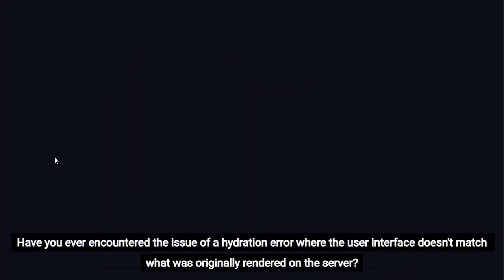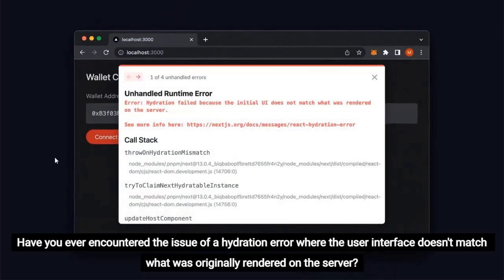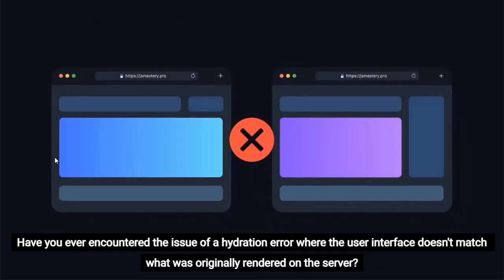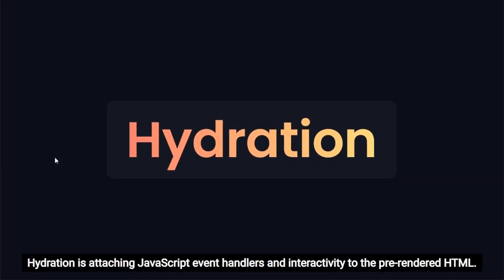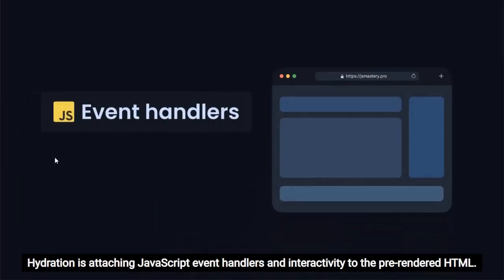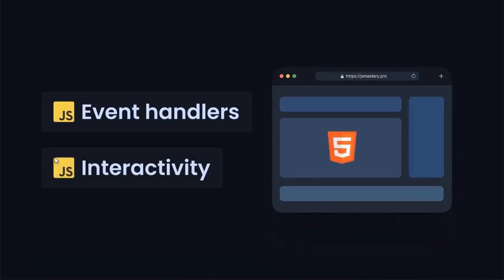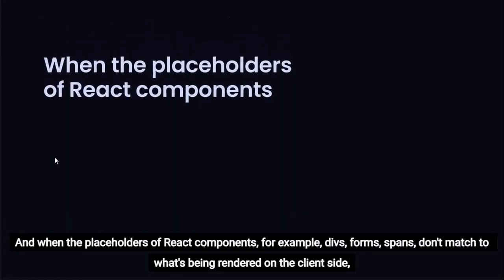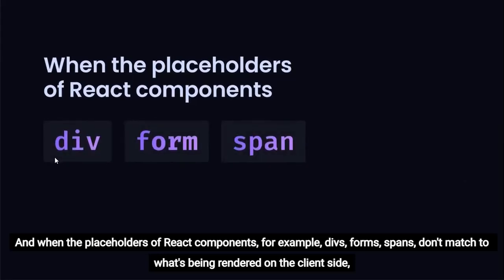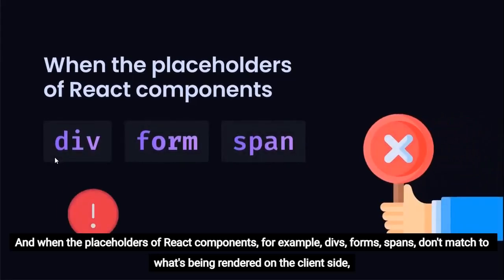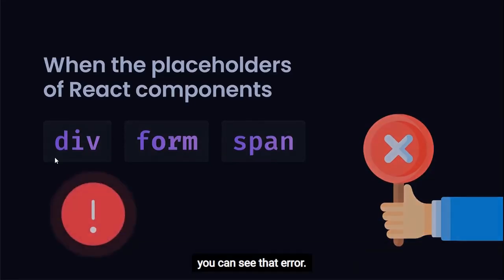Have you ever encountered the issue of a hydration error where the user interface doesn't match what was originally rendered on the server? Well, this is what it is about. Hydration is attaching JavaScript event handlers and interactivity to the pre-rendered HTML. And when the placeholders of React components, for example divs, forms, spans, don't match to what's being rendered on the client side, you can see that error.